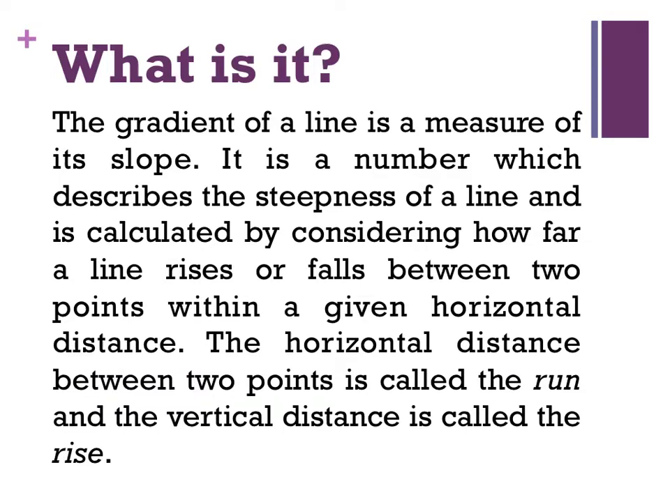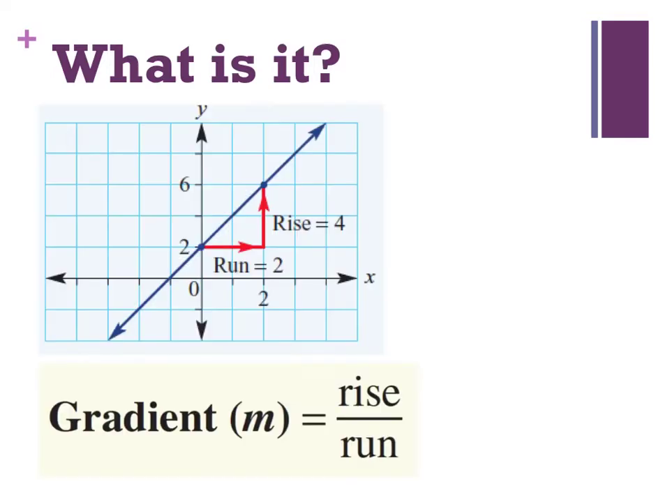The horizontal distance between the 2 points is called the run. The vertical distance between the 2 points is called the rise. Rise over run. And that's how we actually express the formula for finding a gradient. A gradient can be found using the following formula. Gradient, or we represent the gradient with this letter called m. Gradient equals rise over run.